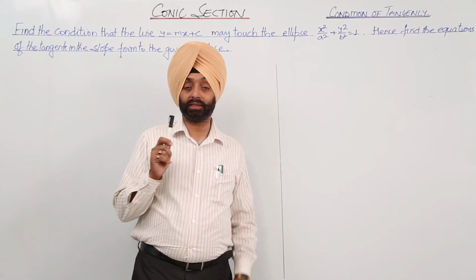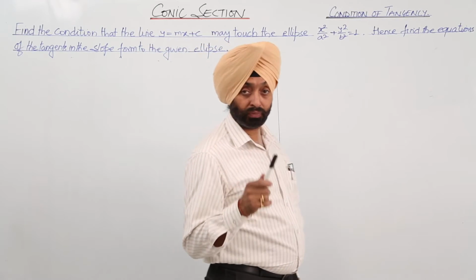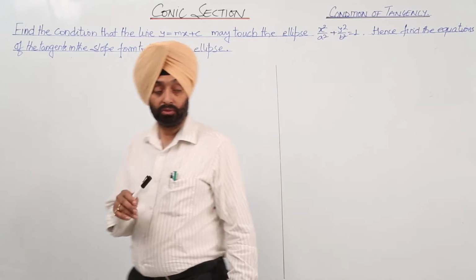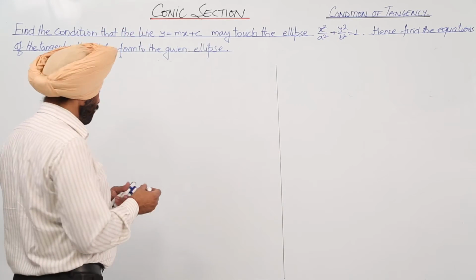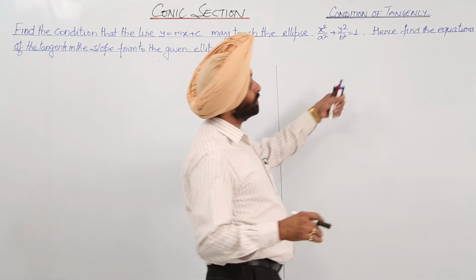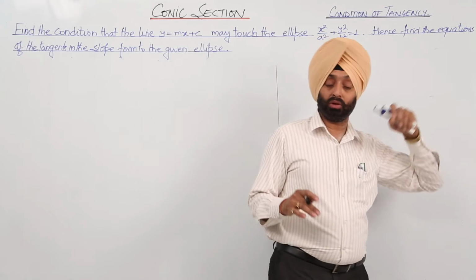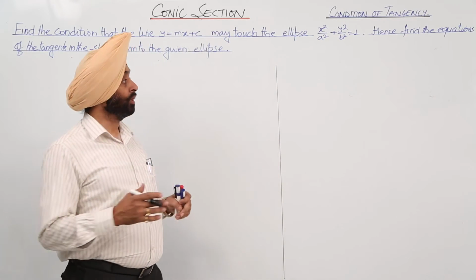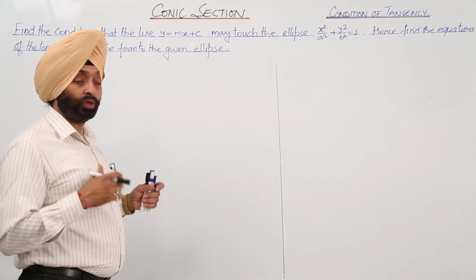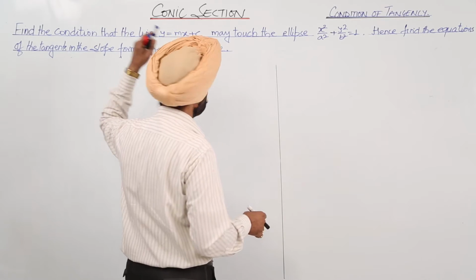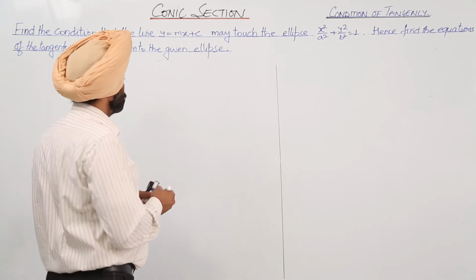Now we have to find the condition of tangency when the equation of a line and the equation of an ellipse are given to us. One more thing, here it is written, hence find the equations, because to the ellipse we can have two tangents. So find the equations of the tangents. Is it clear?